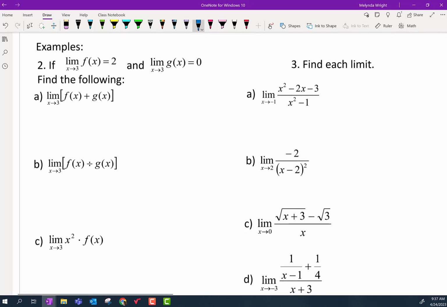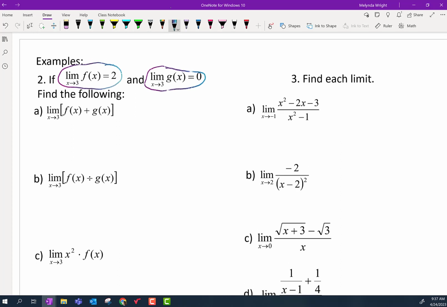Now, number 2, if you look at that, this is a classic limit law problem. Let's just write this up here. When you see problems where you're given just these random values, like the limit as x goes to 3 of f of x is 2, the limit as x goes to 3 of g of x is 0. Okay, that's kind of weird. This is a classic limit law problem. What does that mean? That means that you have to use limit laws to work this out. Okay, that's what that means.